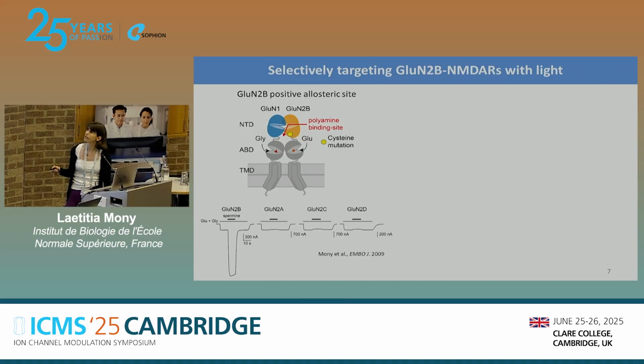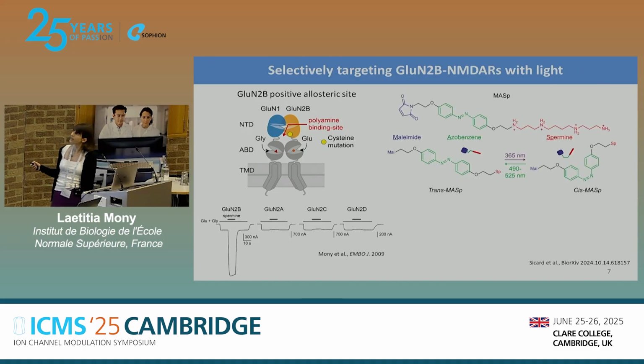So we designed a photoswitchable cysteine-reactive spermine derivative that contains a maleimide, which is the cysteine-reactive group, and an azobenzene, which can alternate between a trans extended configuration that is stable in the dark and a cis bent configuration upon shining of UV light, and back to trans upon shining of blue-green light.